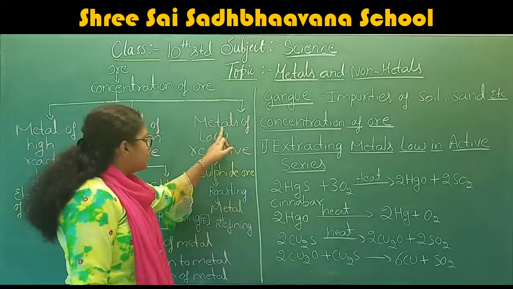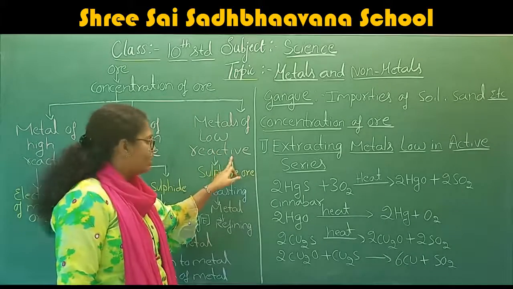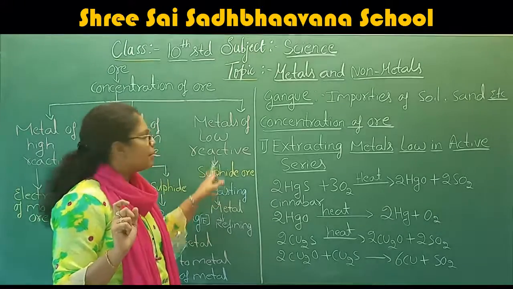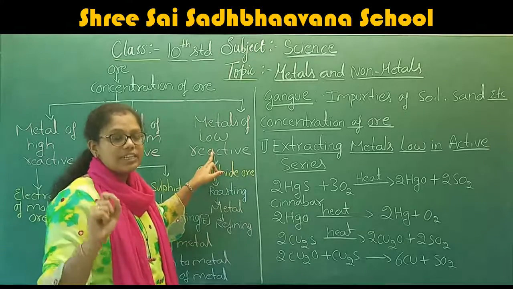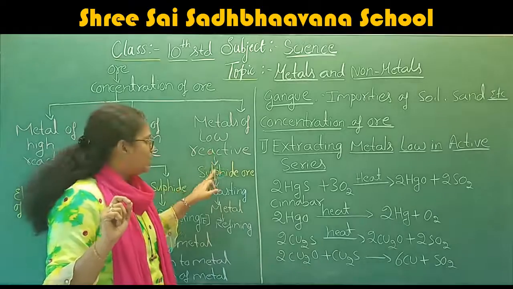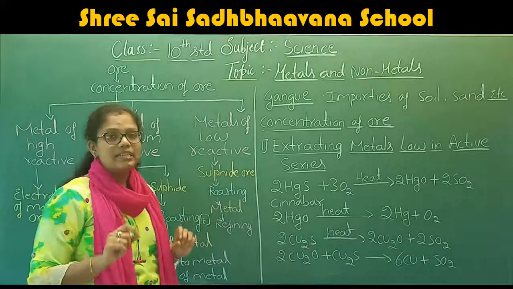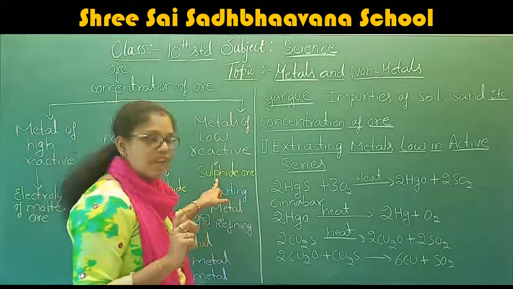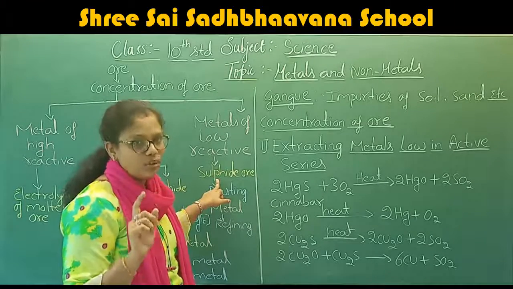I said that for the metals low in the reactive series, the ore will first be a sulfide ore. Almost all the metals that are present low in the activity series, we get as sulfide ores. All the metals low in the reactive series occur as sulfides. Almost all of them are sulfide ores.